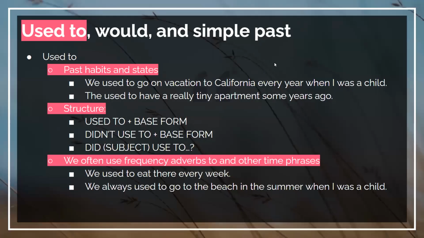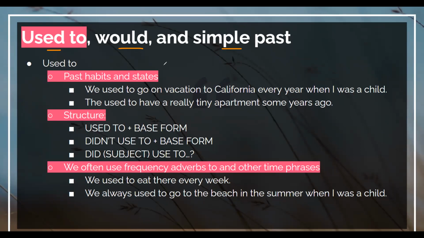Okay, we're moving on to Unit 7. Now, with Unit 7, we saw 3 different structures to talk about the past. We have used to, would, and simple past. Okay, so let's begin with used to. Used to is basically a form that is used for talking about past habits and states.